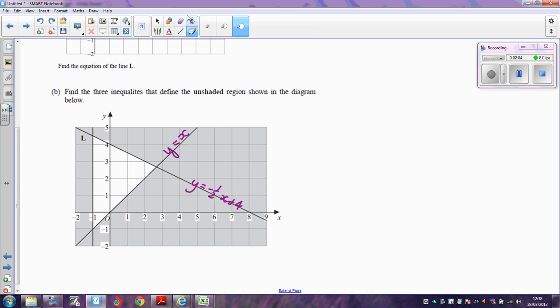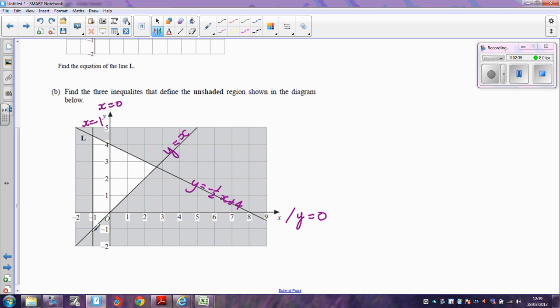Let's just get rid of that. And if we look at the third line that we've got here, which forms the boundary to the regions, the x-axis, remember, has equation y equals 0. So lines which go in this direction horizontally are always y equals something. The y-axis, on the other hand, has equation x equals 0. So this line here has equation x equals minus 1 because it passes through minus 1 on the x-axis. Right, let's start having a look at our inequalities then.